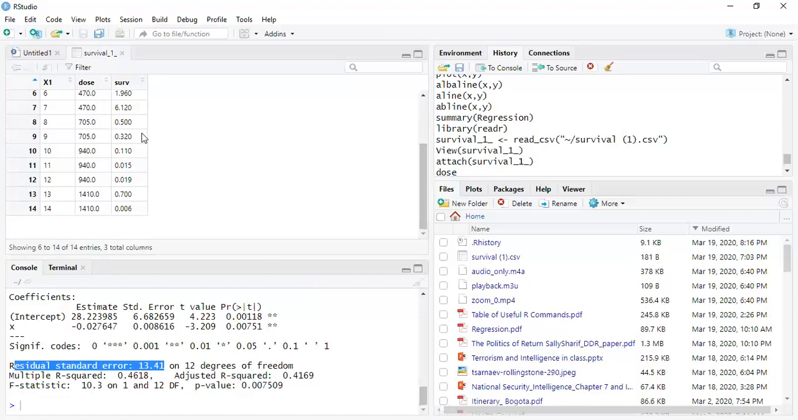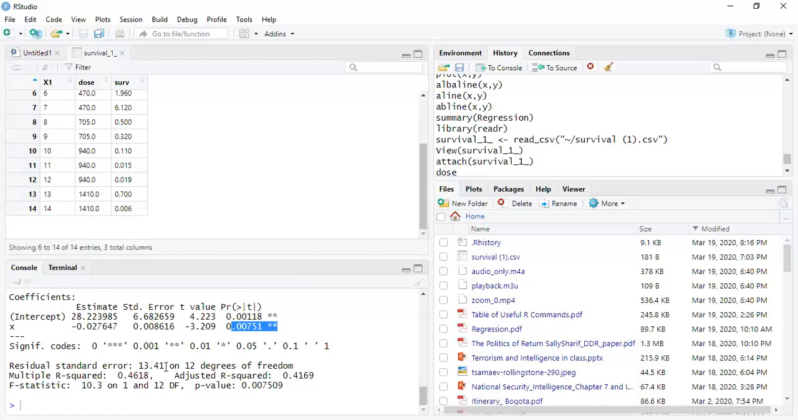13.41 might be a little high, because if we fail to predict the doses by this much, that's probably why you only see two stars as opposed to 3, because this is significant. But when you consider these other things, particularly the residual standard error, it doesn't explain completely why these mice are dying.